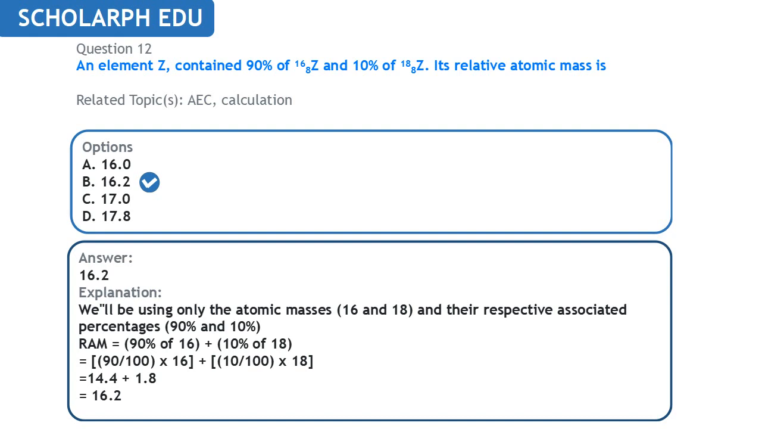You take the sum of the percentage compositions of the various atomic masses that it has. So we are going to take 90% of 16 plus 10% of 18. 90% is 90 over 100, which is 0.9. 0.9 times 16 gives us 14.4. Then plus 10% of 18. That 10% is 10 over 100, which is 0.1, times 18, which is 1.8. So we have 14.4 plus 1.8, which is equal to 16.2, the relative atomic mass of the element Z here.